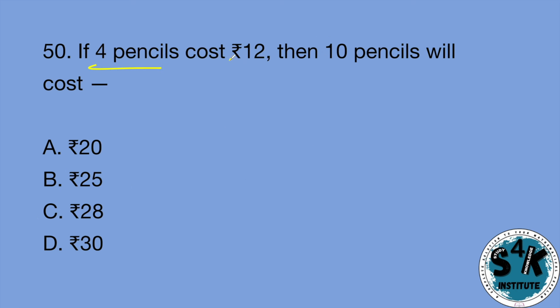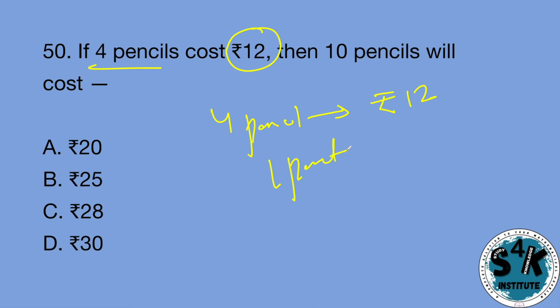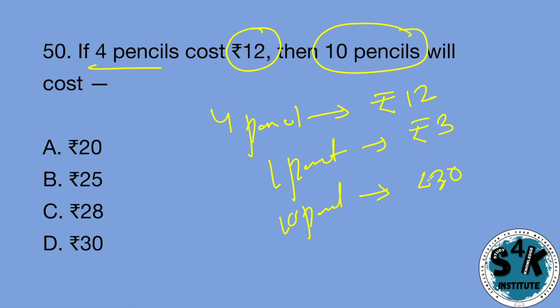If 4 pencils cost 12 rupees, so 1 pencil cost will be how much? 3 rupees. So you need the cost of 10 pencils, so 10 pencils cost will be 30 rupees, right? So the answer is D.